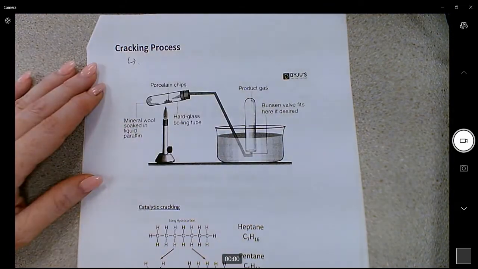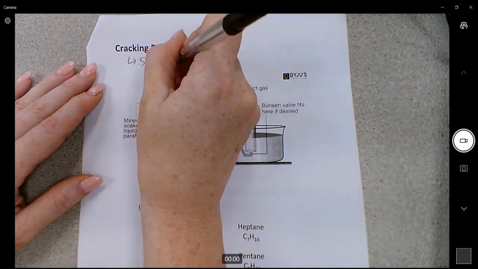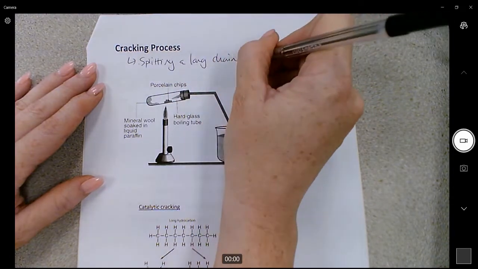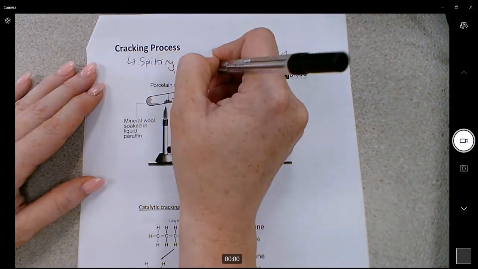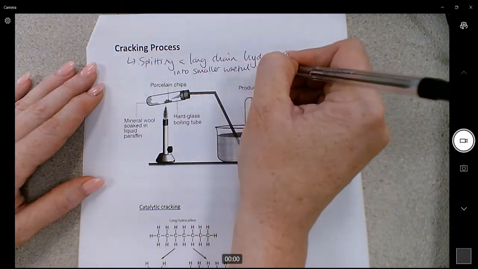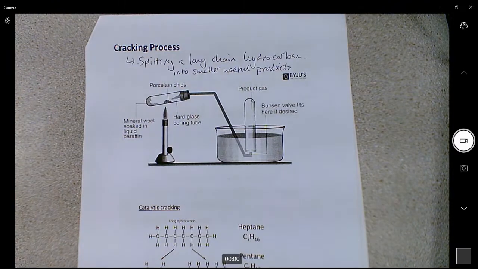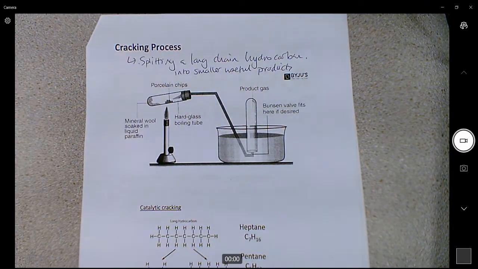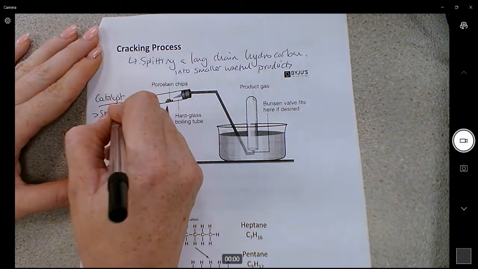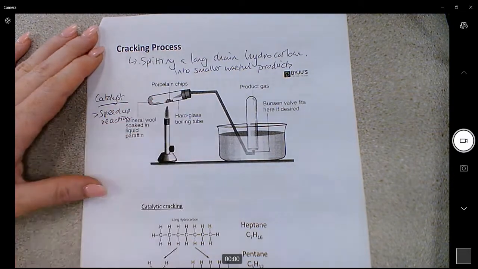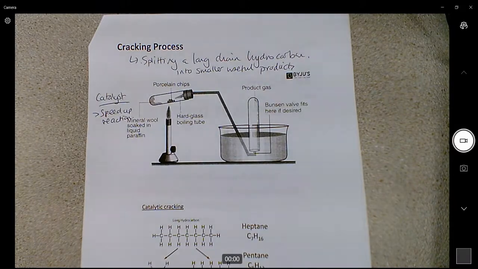So let's just go through the key things around this. So cracking, by definition, is basically splitting a long chain hydrocarbon into smaller useful products. And there's a couple of things that are required for that to happen, one of them being a catalyst. So we're going to talk about catalyst to start with, because catalyst does come up in the rate of reaction topic. It also comes up when we're talking about reaction profiles and how catalysts lower the activation energy. So catalysts, as you will remember, speed up reactions by lowering the activation energy, which is the energy required for the reaction to take place.